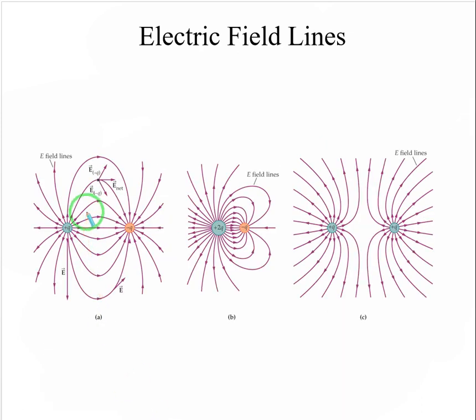Now you can see in this example we have a positive charge and a negative charge. The positive charge is going to be the start and the negative is going to be the end, if you can see there. So it's going to start, it's going to end.